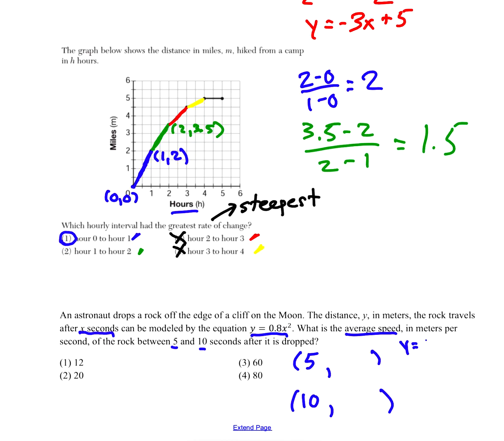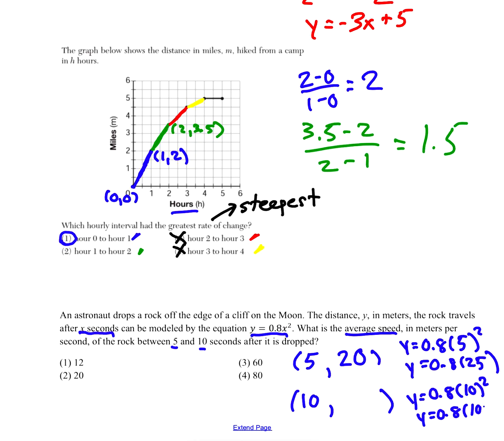So that would be y equals 0.8, x has to be 5 in this case, 5 squared. That would be y equals 0.8 times 25. Feel free to put that in your calculator. That's going to be 20. And we'll do the same thing with 10. So y equals 0.8, 10 squared to get the y value when x is 10. That's going to be y equals 0.8 times 100. That's going to be 80.